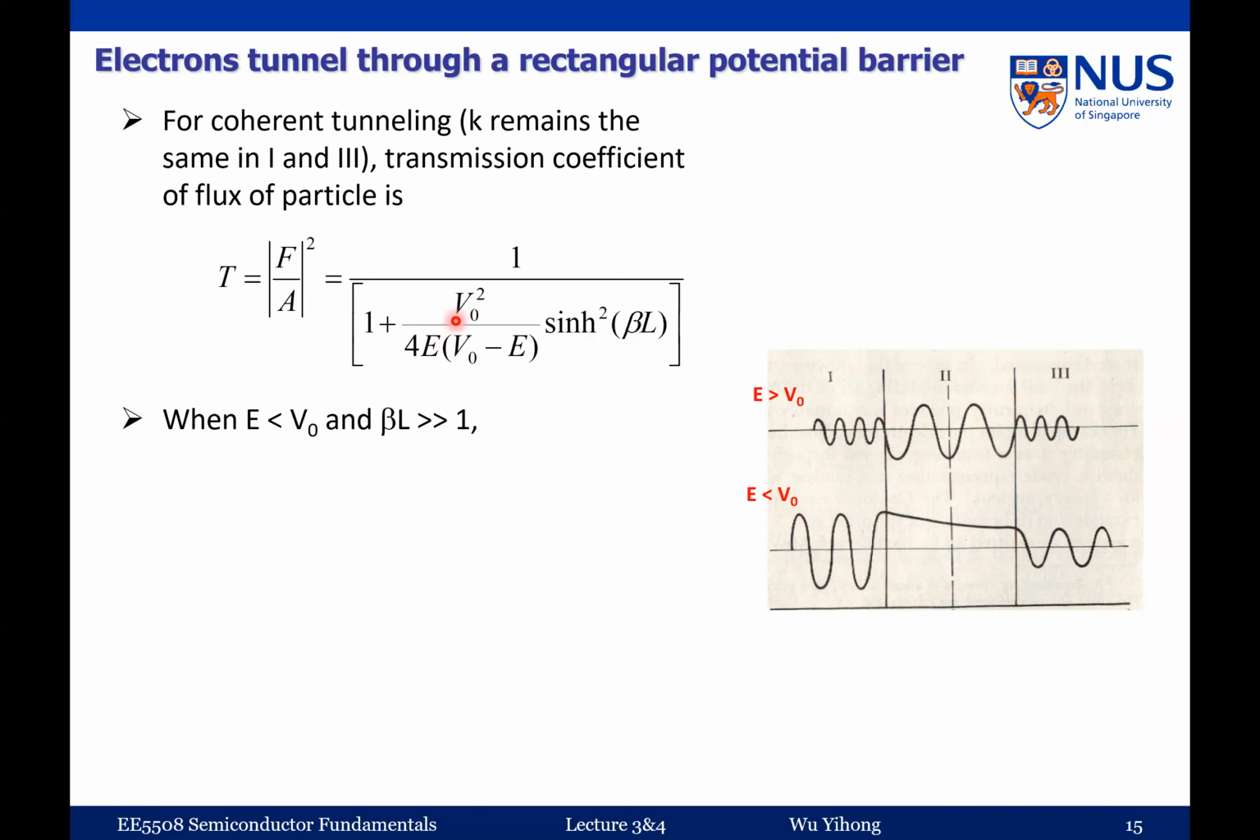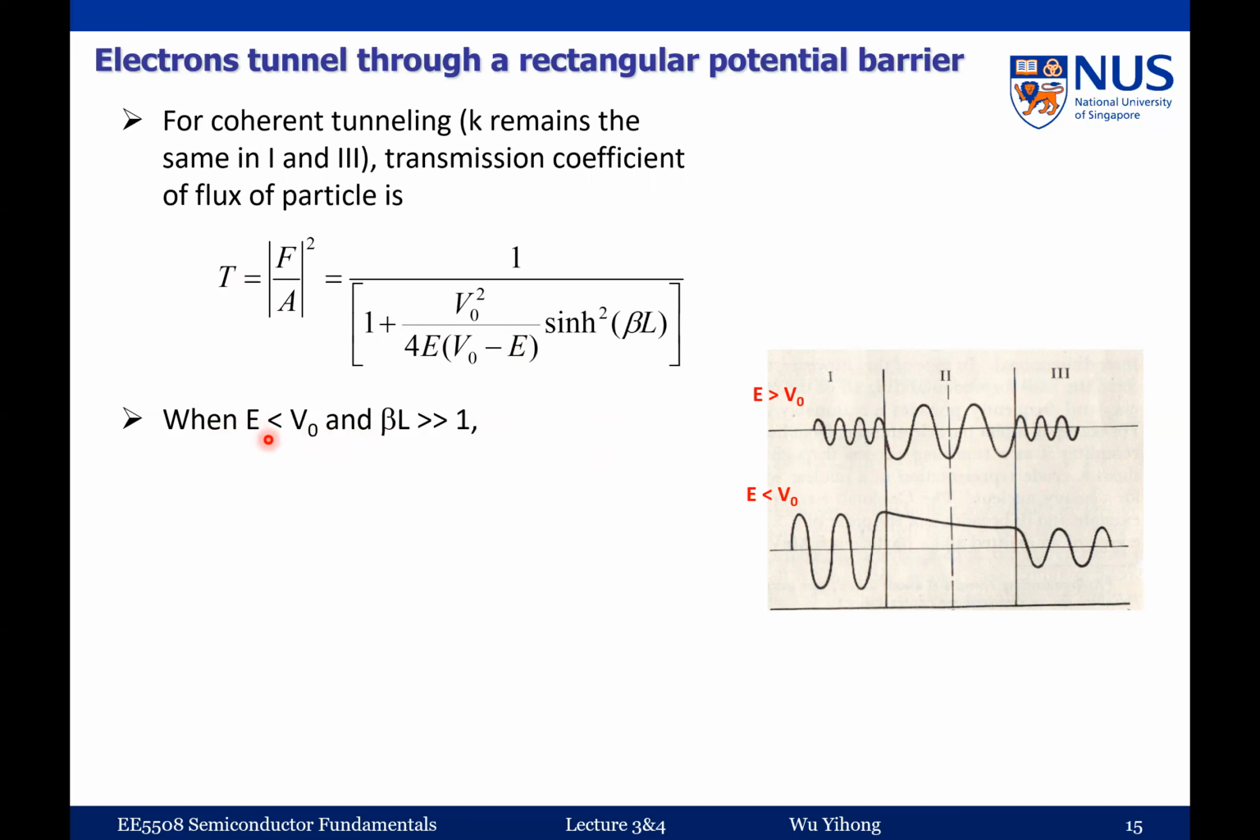Unless this term is 1, but this will not be 1. So we look at the extreme case when V naught is infinitely large. When V naught is infinitely large, you get a V naught squared, so this will become infinitely large, and just ignore this one, and this will be 0. So it means that when V naught is infinitely large, the tunneling coefficient is 0.